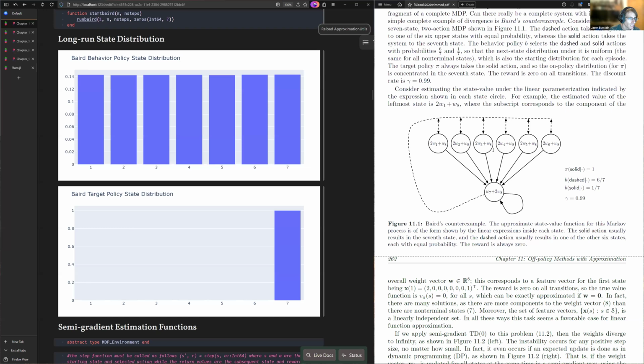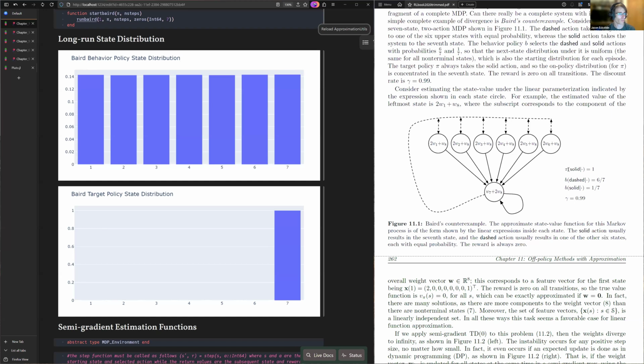So we consider 2 policies, and this problem has 2 actions in it: the dashed action and the solid action. The dashed action will produce a transition where there's an equal probability of being in any one of these 6 states at the top. And the solid action, if you're in one of these 6 top states, will take you into the 7th state. And if you're already in the 7th state, it will keep you in the 7th state.